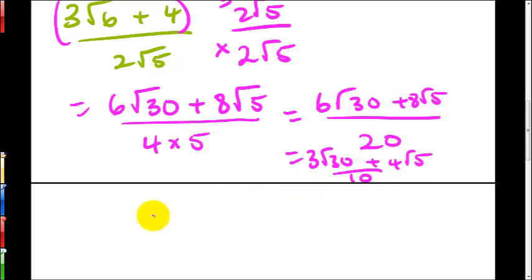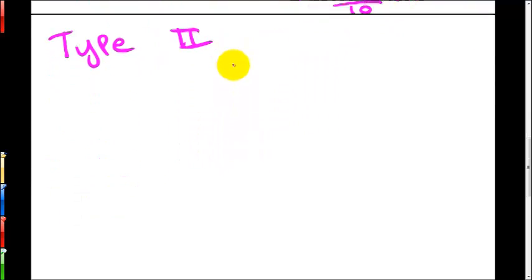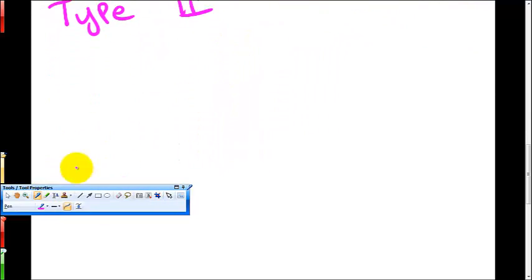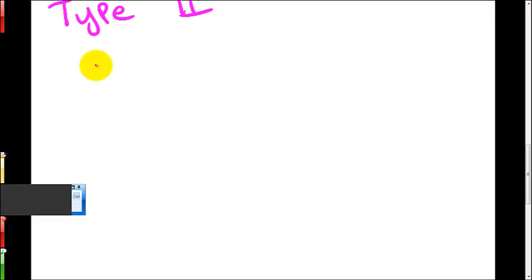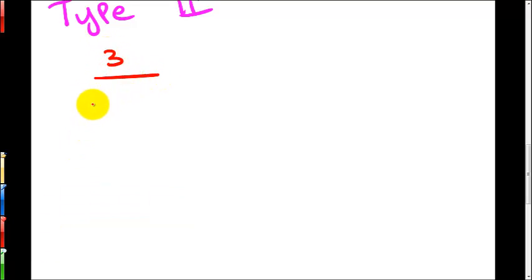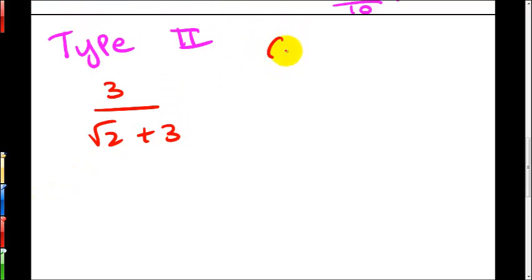Now, we're going to look at type 2 cases. The only difference between type 1 and type 2 is that the denominator no longer has just a single surd. It has a surd with something else, another surd or another number. What we look for in this case is to multiply by its conjugate.